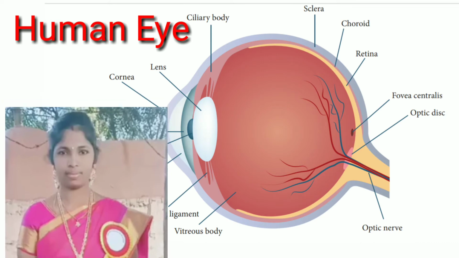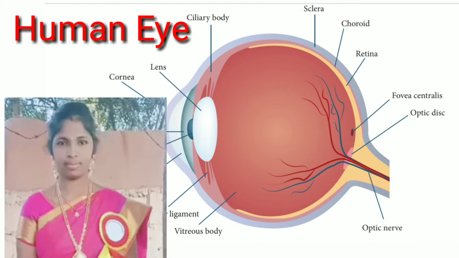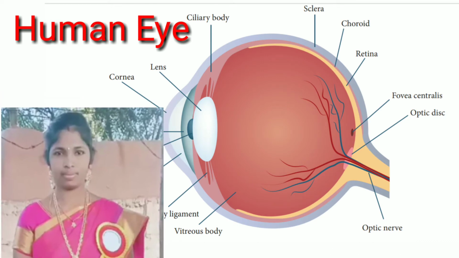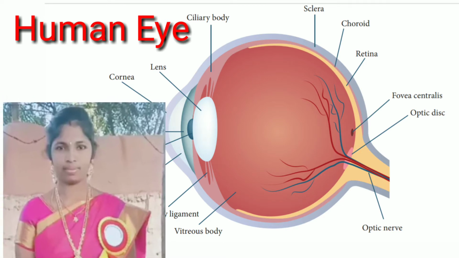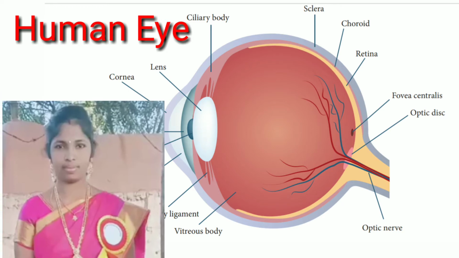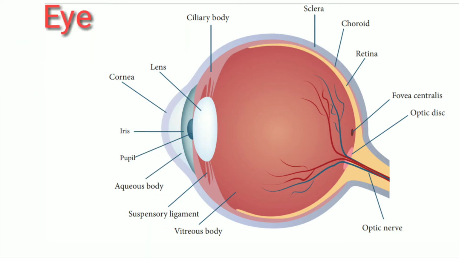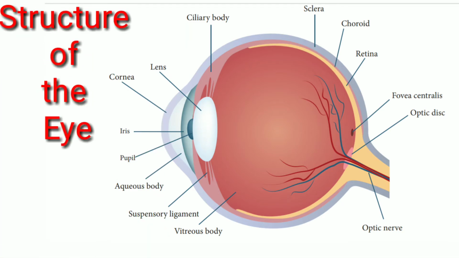In this session, we are going to learn the topic human eye. The human eyes are the most valuable and sensitive organs responsible for vision. They are the gateway to the wonderful world. Now see the topic structure of the eye.